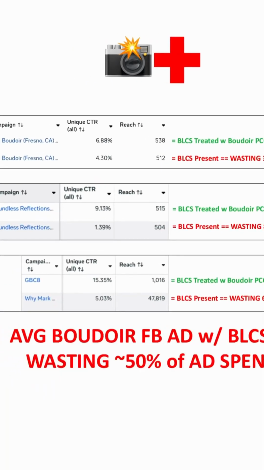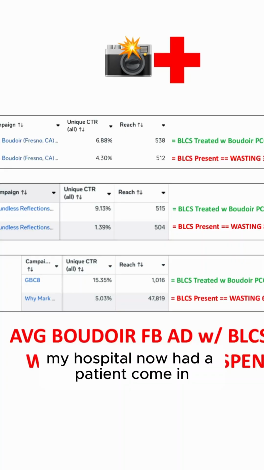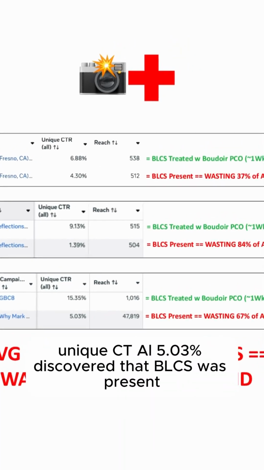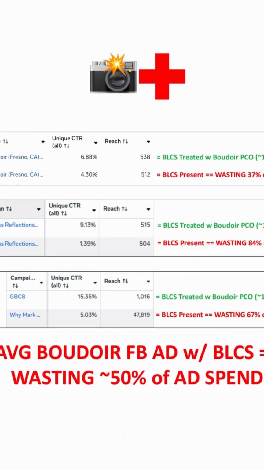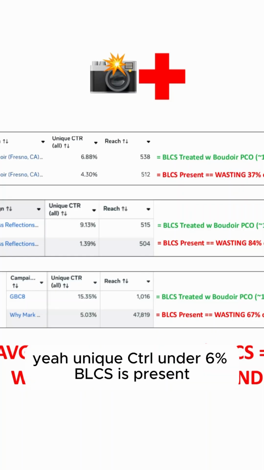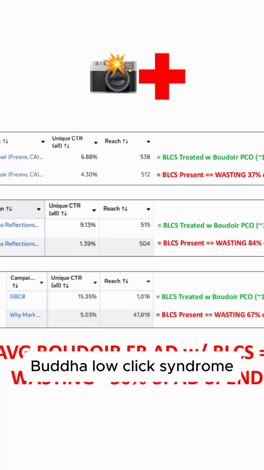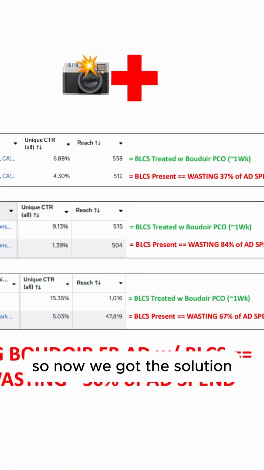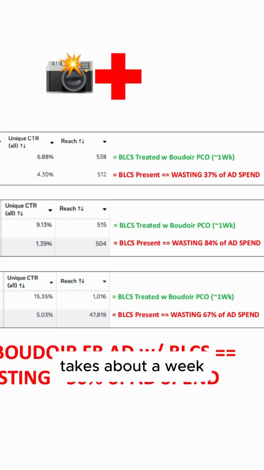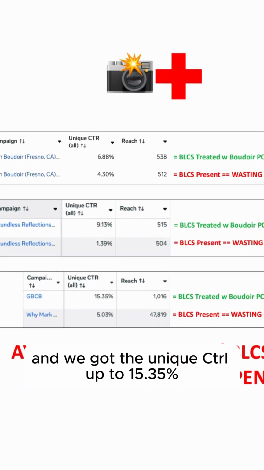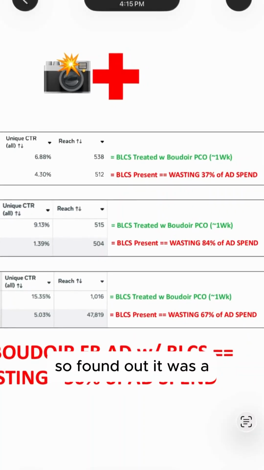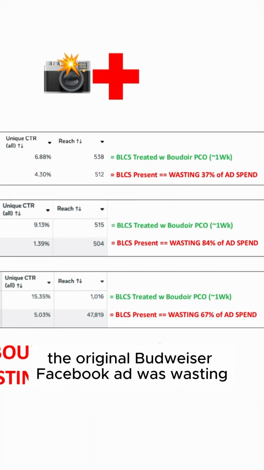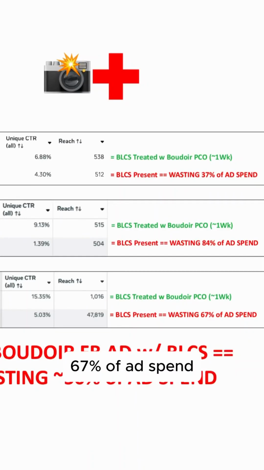Finally, my hospital now had a patient come in, unique CTRL of 5.03%, discovered that BLCS was present. Unique CTRL under 6%, BLCS is present, Boudoir low click syndrome. So now we got the solution. We can treat it with Boudoir Pico, takes about a week. And we got the unique CTRL up to 15.35%. So we found out the original Boudoir Facebook ad was wasting 67% of ad spend.